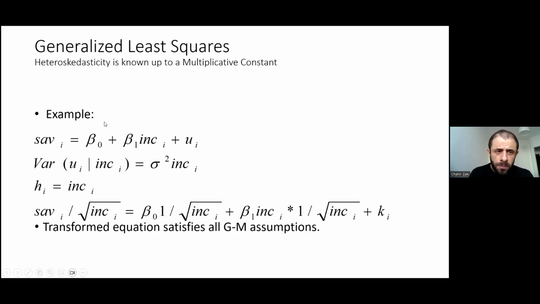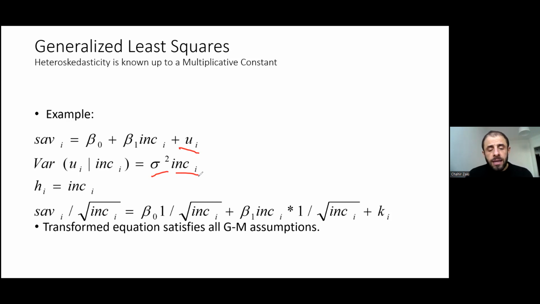How do we resolve this problem? I will use a very simple example to show you how we can resolve it before we break. Let's assume that I have the savings equation equal to beta 0 plus beta 1 income plus the error term. We assume in this case that the variance of the error term u is known, and it is equal to sigma square multiplied by income, which means that the variance is a function of income itself.